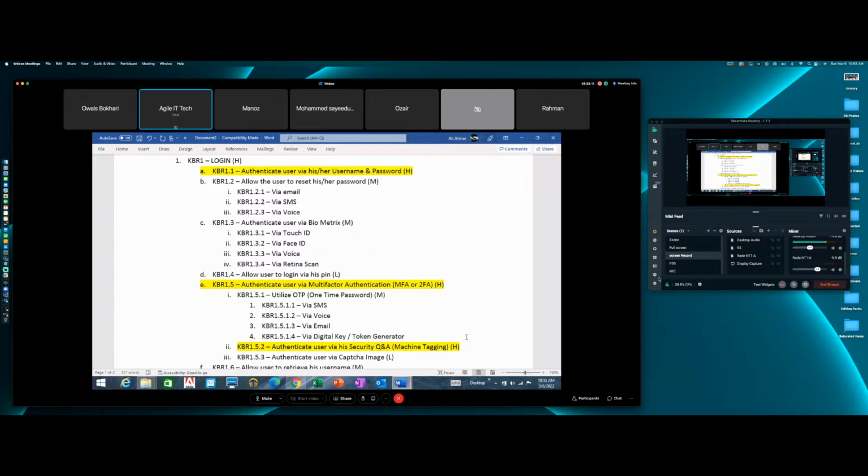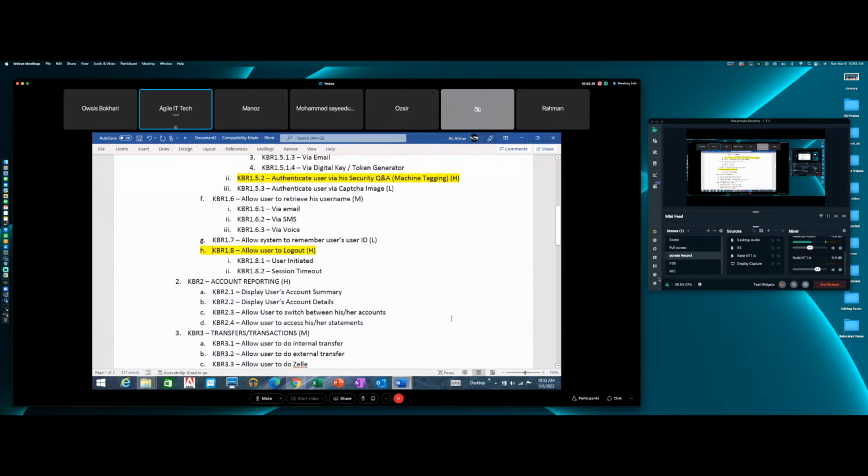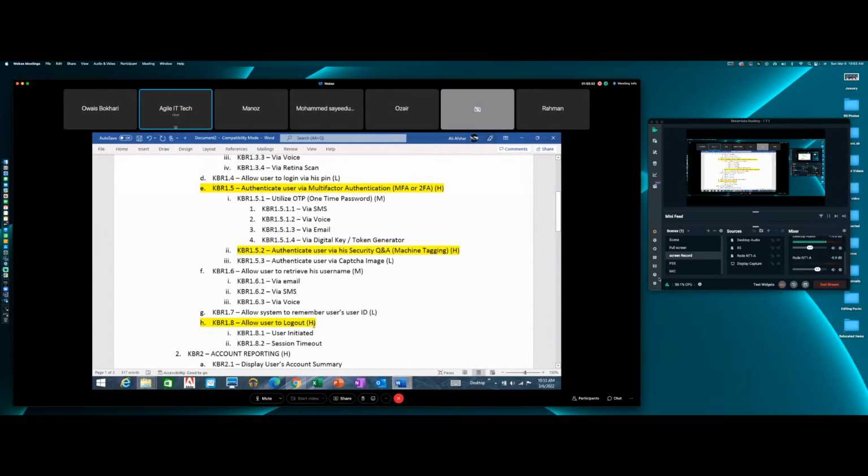This is the bare bone structure we need in place for the login. Authenticate username and password, do a machine tagging, Q&A, right? What else? And log out. So you got your two-factor authentication, you got the login, and you got the logout. Everybody agreed? By the way, do I need to build both these? User initiated and session timeout?